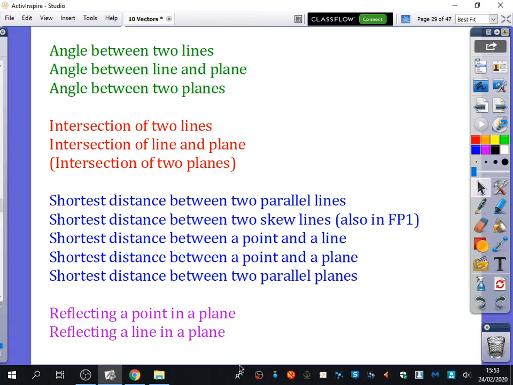And then the second thing that we're going to do is problem solving in worded questions, okay? There are all of these different things that we would need to know how to do. So the ones I've put in green are finding angles between certain things. The red ones are all to do with intersections. In other words, where do things actually cross each other? The blue one is all about shortest distances. And then obviously the last part here is to do with reflections, okay?